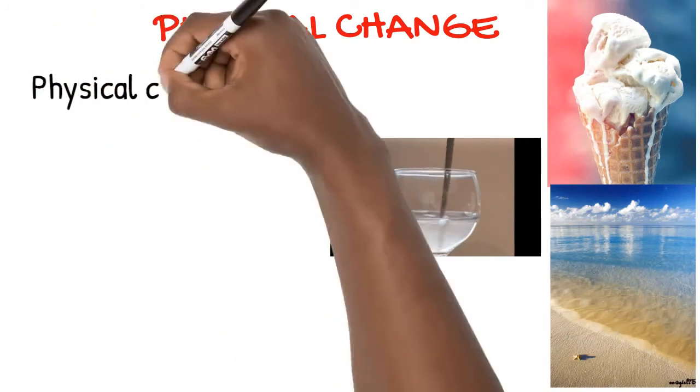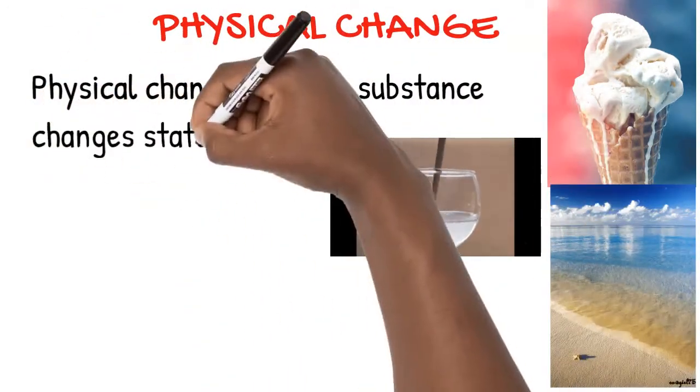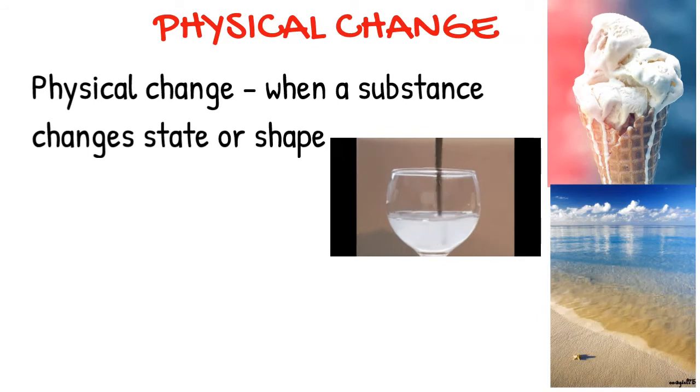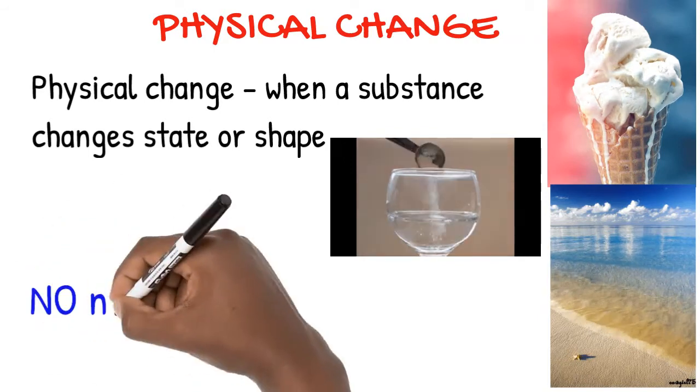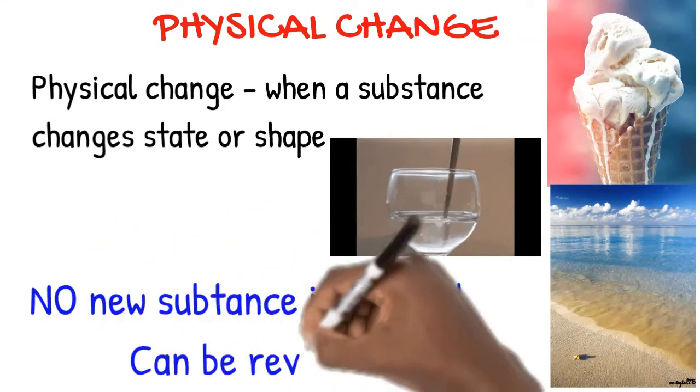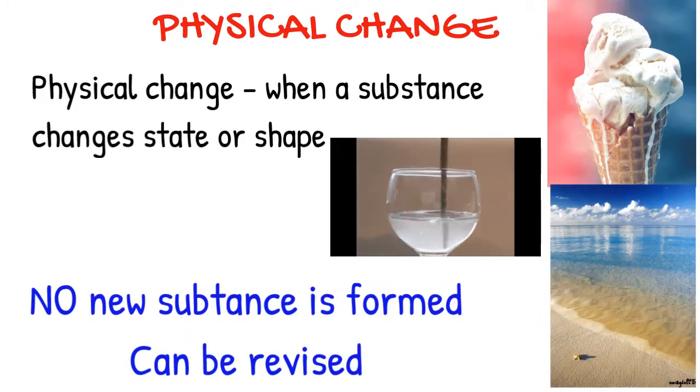So, from melting ice to dissolving sand in water, or even dissolving sugar in water, these are all physical changes, because here there's only a change in state or shape. And it's important you know that no new substance is formed, and these changes can be reversed.